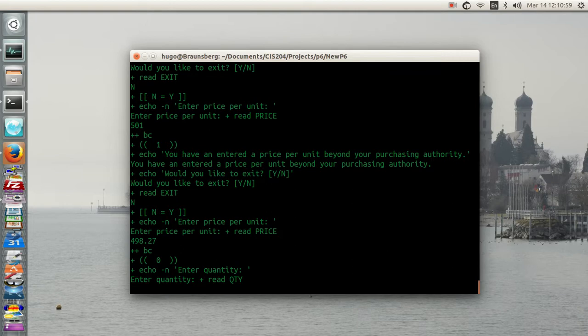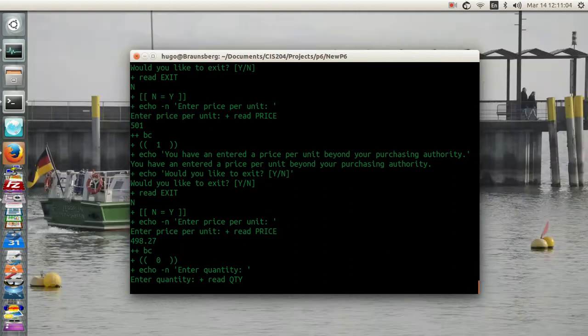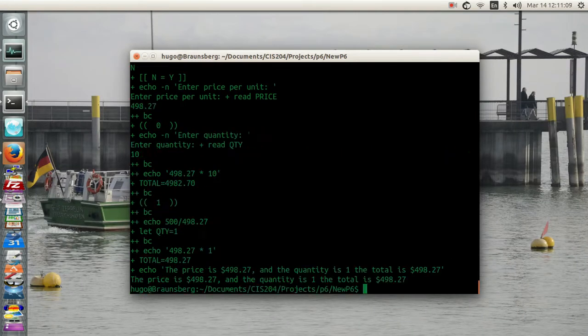Now notice the result from that BC test is 0, so I'm out of the while loop. Now I'm asked to enter the quantity, and here I give it 10. Now, let quantity equal 1, because it looked at the 498.27 times 10, which gave me a total of 4982.70, which the BC said falls within that if loop, if then.